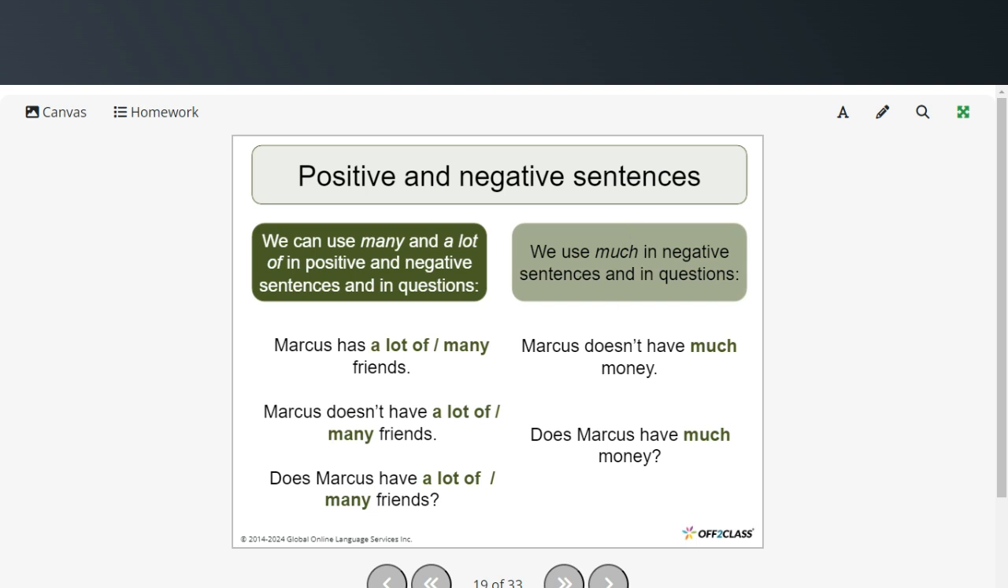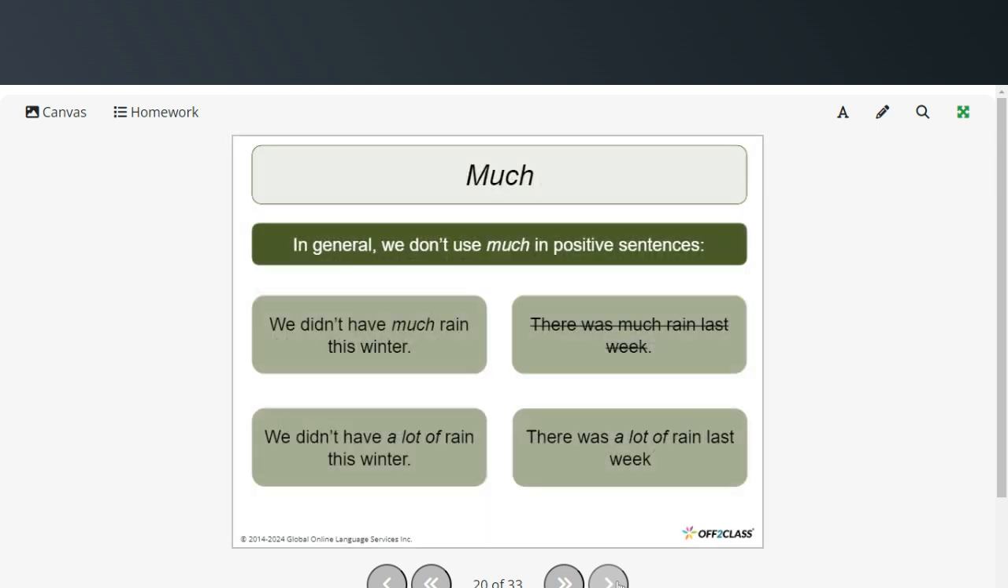We use much in negative sentences and in questions. Marcus doesn't have much money. And does Marcus have much money? In general, we don't use much in positive sentences. We didn't have much rain this winter. There was much rain last week. Technically, that is correct, but it sounds a little odd to use much in a positive sentence in that way.